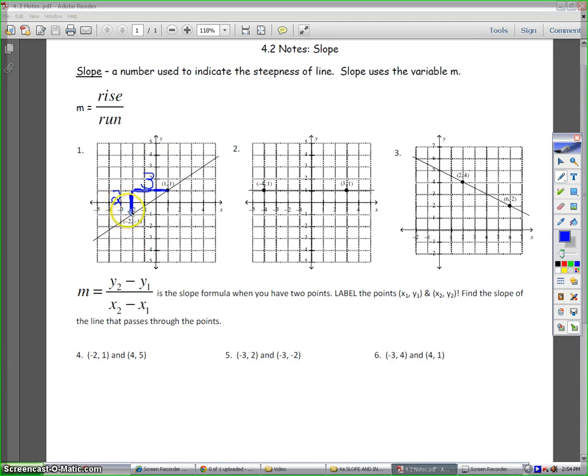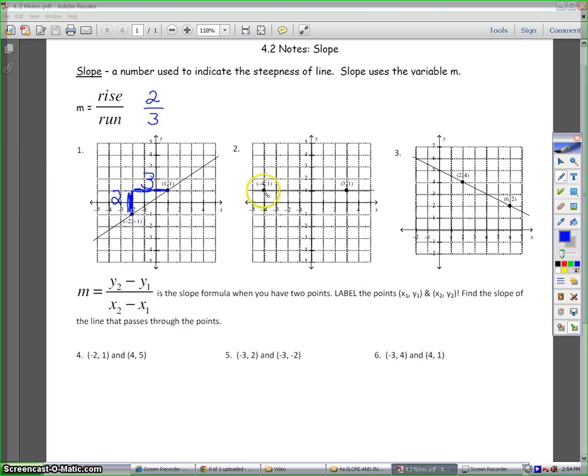On our rise, it's going to be positive 2 because I'm going up. If I were to go down, it would be negative, and I always want to run to my right. That keeps the run positive. So my slope for this line is 2 over 3. What that means is I'm moving up 2 units and running 3 units to the right, so every point is going to be 2 units up and 3 units over from each other.